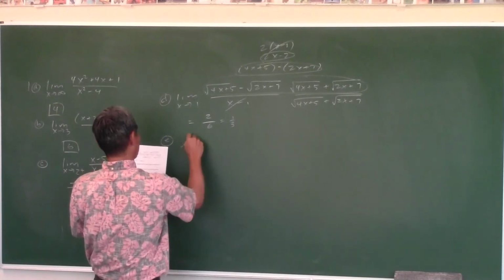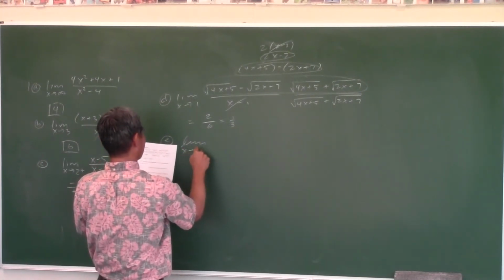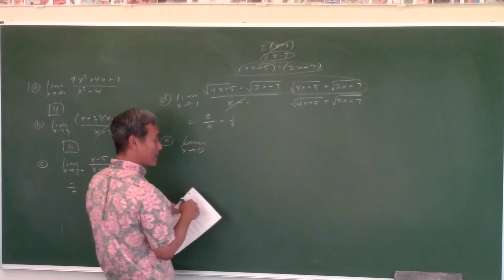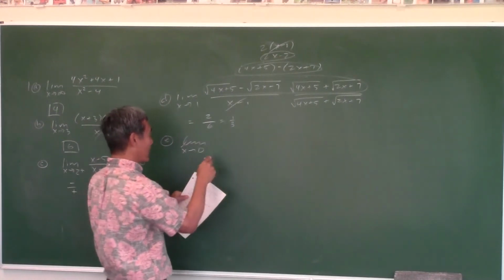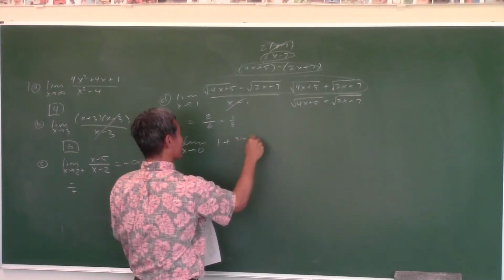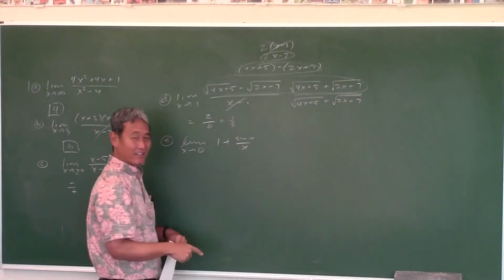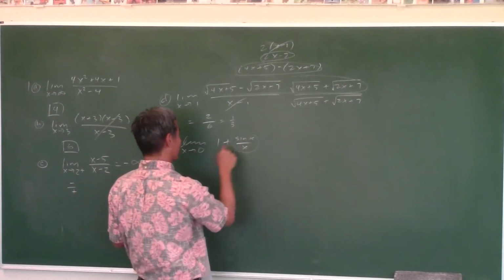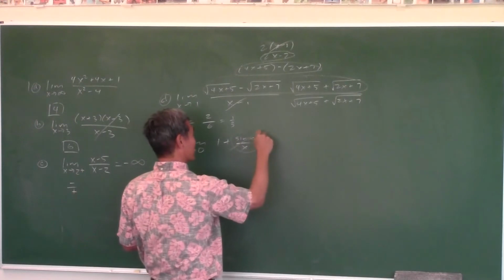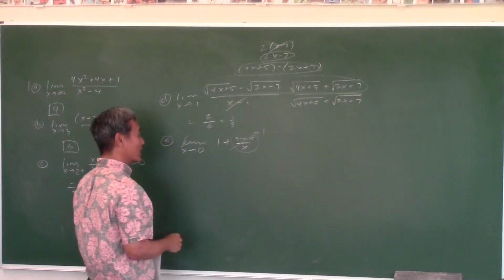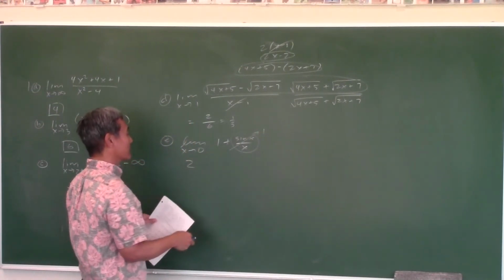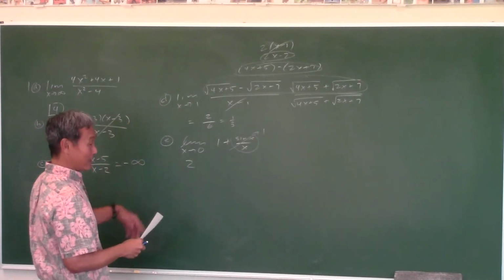Okay, E. Lift and separate. Whenever you see a single term in the denominator, lift and separate. So x over x is 1, and sine x over x. And is this a friend? Yes, that's a friend, because x is approaching 0. So this goes to 1. 1 plus 1. We had something like that on the last quiz, and you're going to get it on the test.